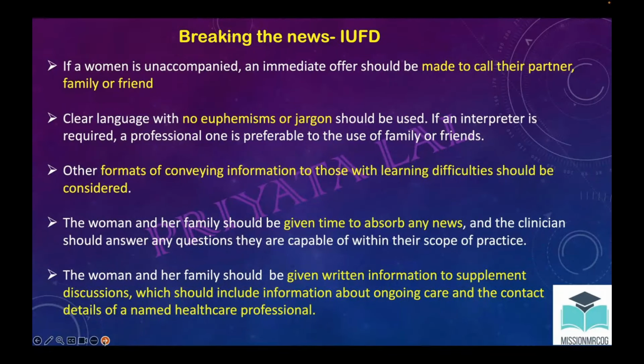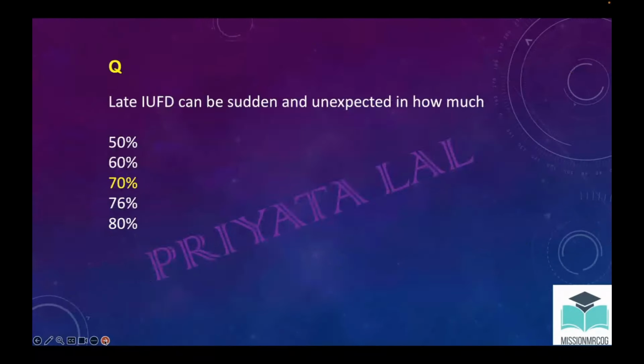And the patient and the family member should always be supported with written information, and they should be given a clear plan of ongoing care. And also there should be details of a healthcare professional given to them. Okay, these are the recommendations by the RCOG.